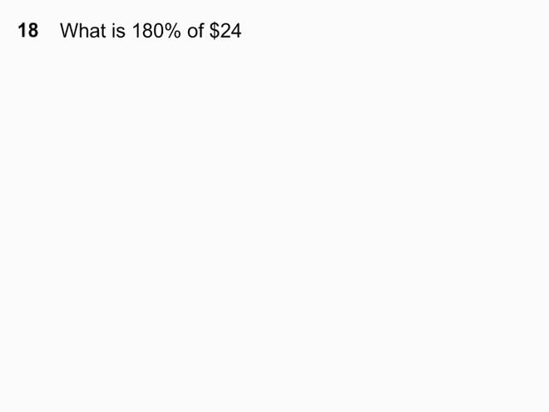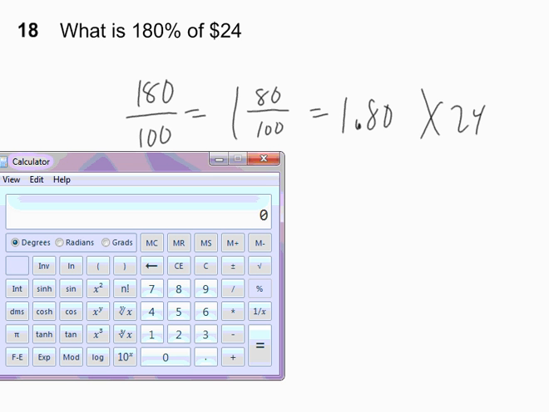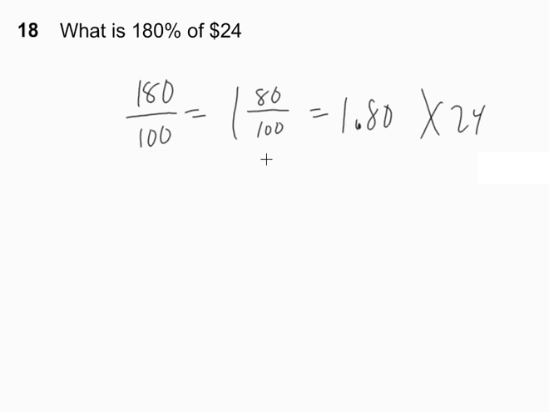Question 18, what is 180%? 180% is 180 out of 100, which is 1 and 80 hundredths. Okay, continuing here. So 180% of $24. 180% is 180 over 100, 1 and 80 hundredths, 1.80. Multiply that by 24. 180% of 24 is 43.2. And since we're dealing with money, we need that insignificant zero, $43.20.